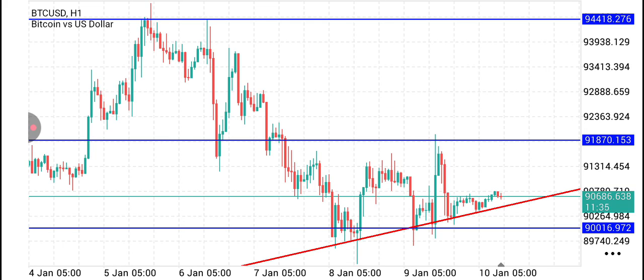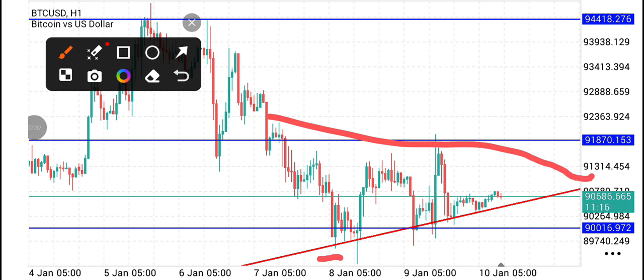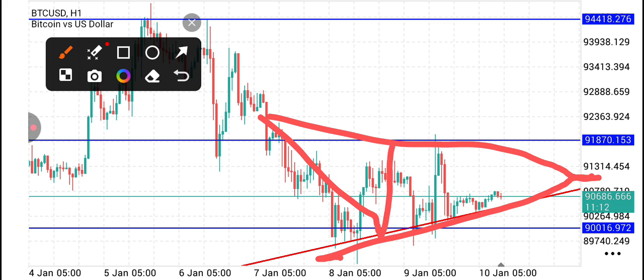On 1 hour time, we can see some level of consolidation. The market was selling, and it has entered a level of consolidation, and the consolidation is forming an ascending triangle. Let me draw the triangle here. We can see that we have the triangle here, we have the triangle here. So the price is moving inside the triangle, is making a higher low.